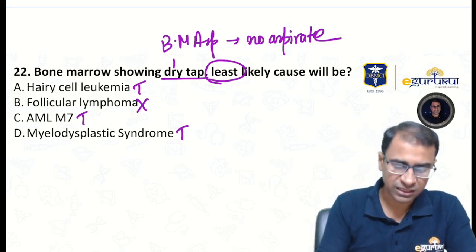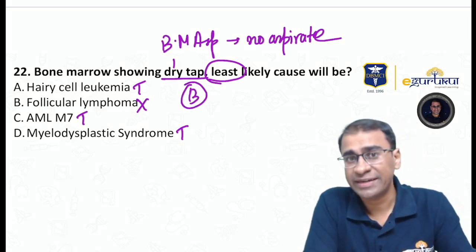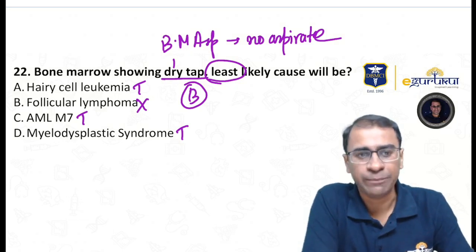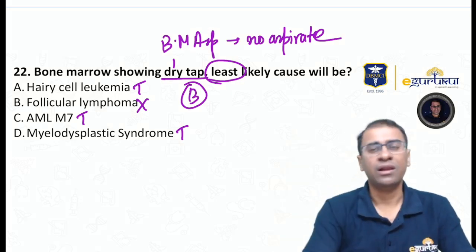So the answer is B, which will show you not decreased but increased cellularity in the bone marrow. The answer is follicular lymphoma.